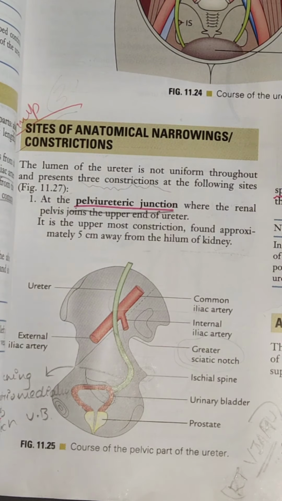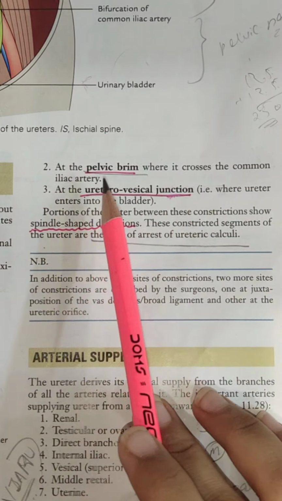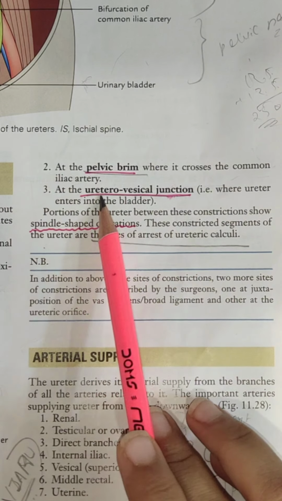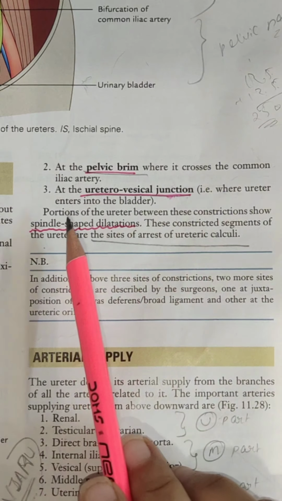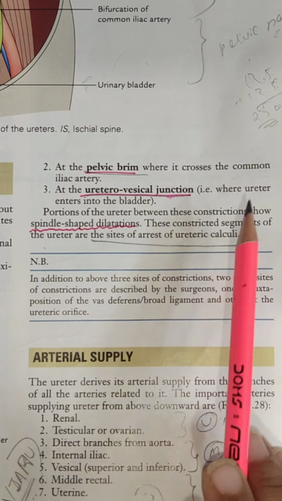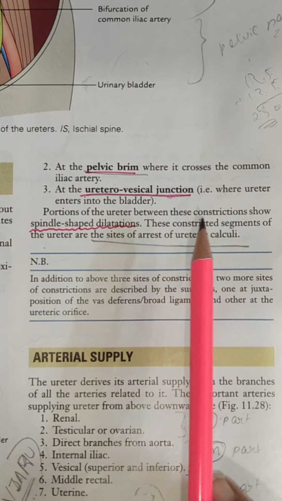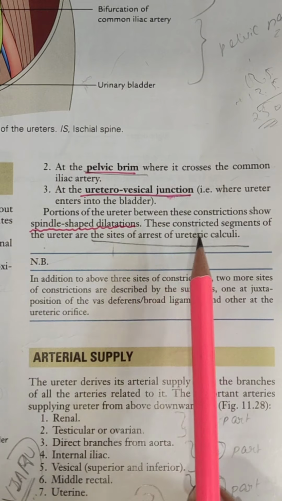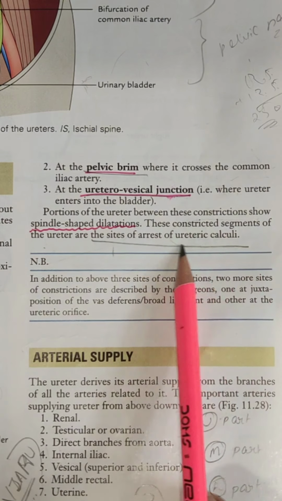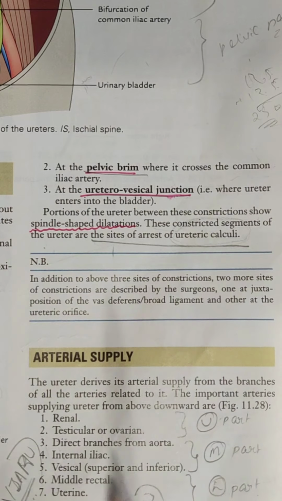So the second one is at the pelvic brim, where it crosses the common iliac artery. Third one is at the uterovesical junction, that is where the ureter enters into the bladder. Portion of the ureter between these constrictions shows spindle-shaped dilations. These constricted segments of the ureter are the sites of arrest of ureteric calculi. So what is ureteric calculi? That is the site for the deposition of stones in the ureter.